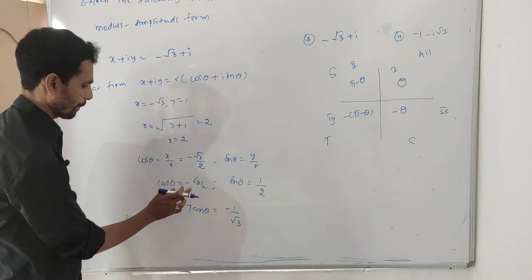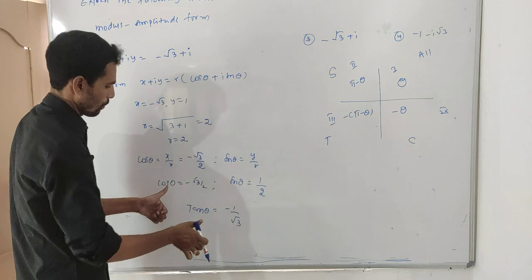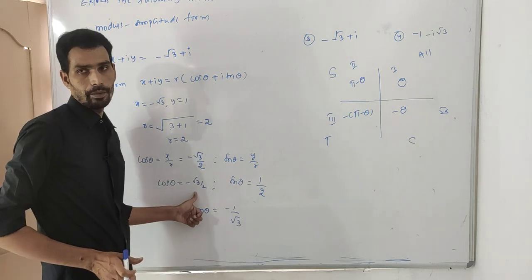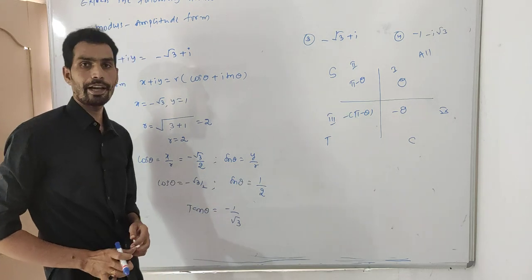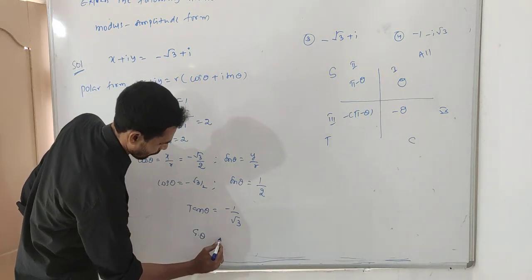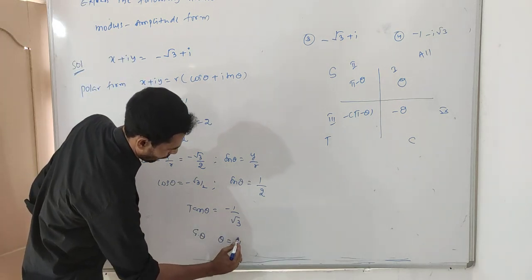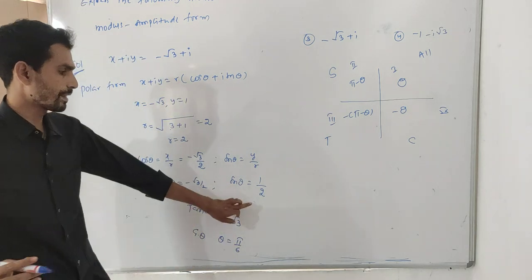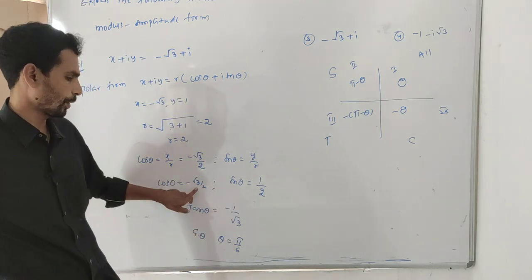What is the general theta? Suppose you forget the minus value: cos should be root 3 by 2, sin should be 1 by 2, tan should be 1 by root 3. Means indirectly general theta is equal to pi by 6. Why? Because sin 30 is pi by 6, cos 30 is root 3 by 2.